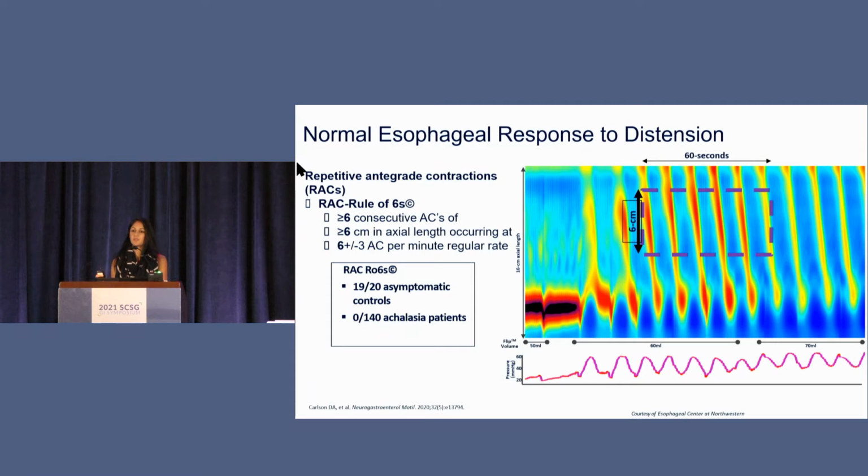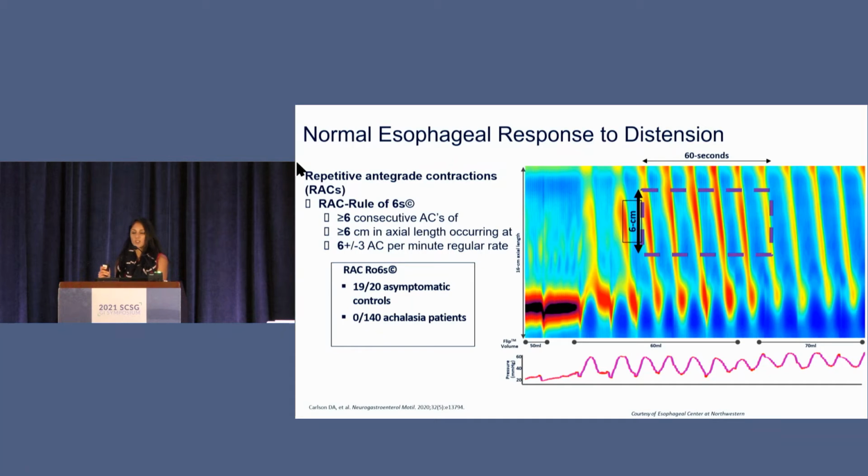They developed a rule of 6, and it's actually really neat. So the rule of 6 is that there are 6 consecutive antegrade contractions that are at least 6 centimeters in length, and they occur at about 6 plus or minus 3 per minute. So they looked at this rule of 6 first in 20 asymptomatic controls. 19 out of 20 met this rule of 6.